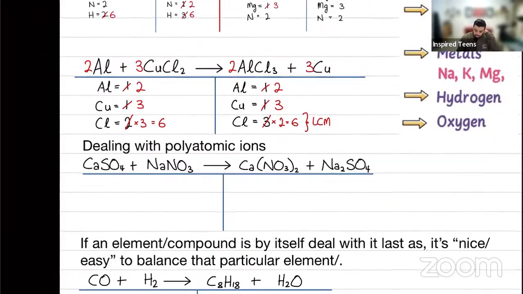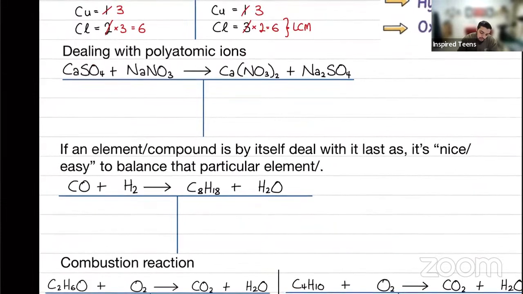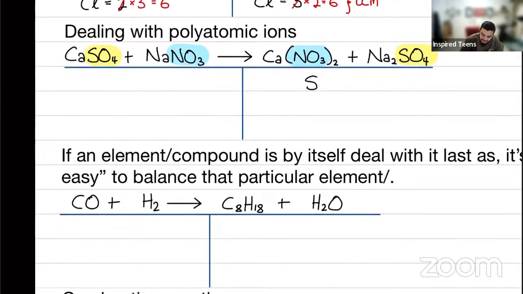Okay, let's look at a few other rules. When we're dealing with polyatomic ions, you can treat a polyatomic ion as a whole. So what do I mean? Here we have SO4 and SO4. Here we have NO3 and NO3. When dealing with polyatomic ions that occur on both sides, this SO4 didn't get broken down on the right-hand side into S and O separately. It maintained as SO4. So when we have polyatomic ions that carry across the equation, we can deal with them as a whole.